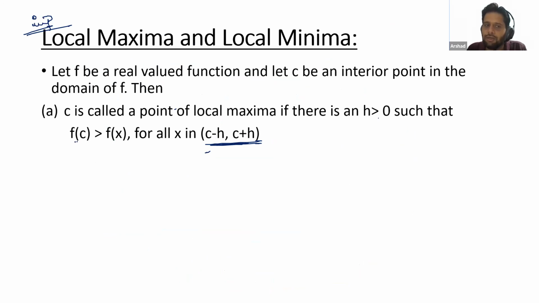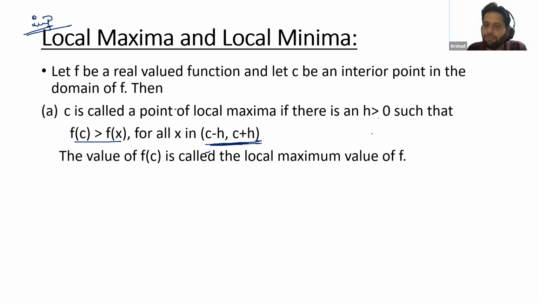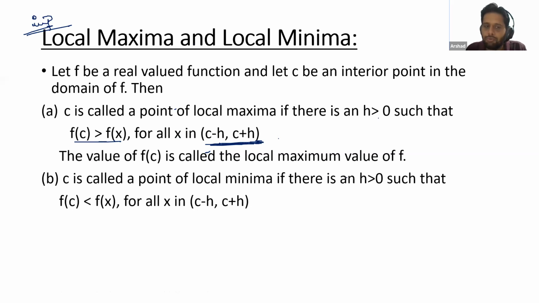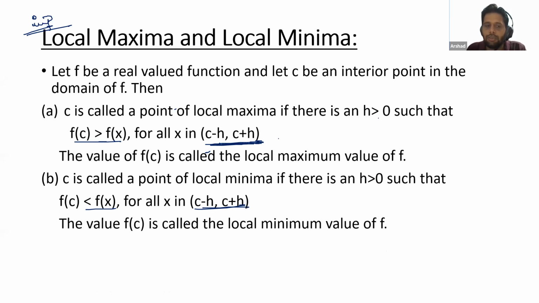So the value is greater than f(x), and the value of f(c) is called the local maximum value of f. C is called a point of local maxima if f(c) is greater than f(x) for all x in (c minus h, c plus h). This represents only your neighboring points. Second, C is called the point of local minima if there is an h greater than 0 such that f(c) is less than f(x). These are your neighboring points. The value of f(c) is called the local minimum value of f.